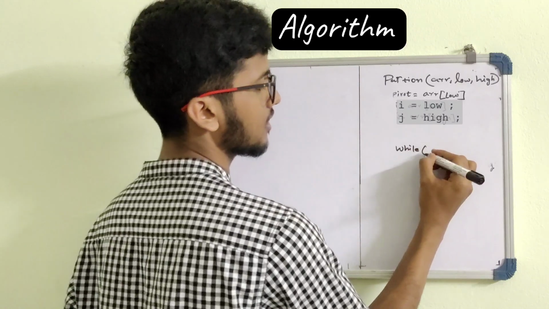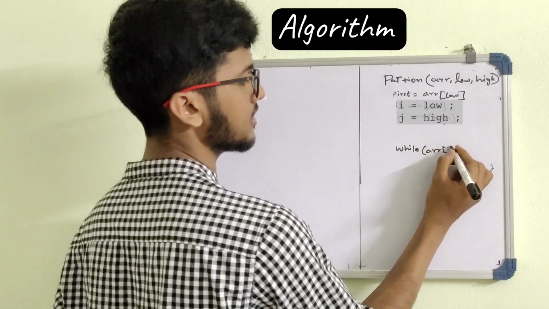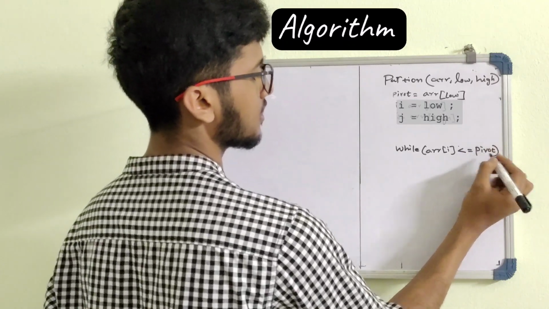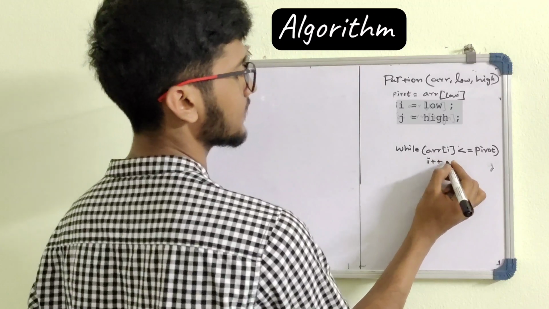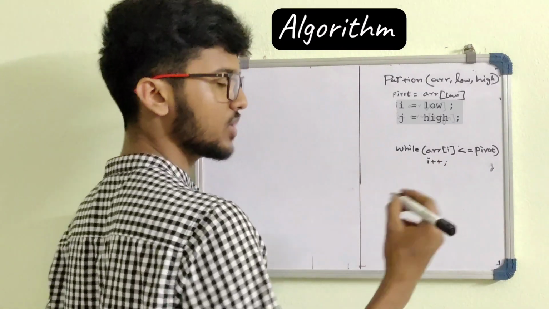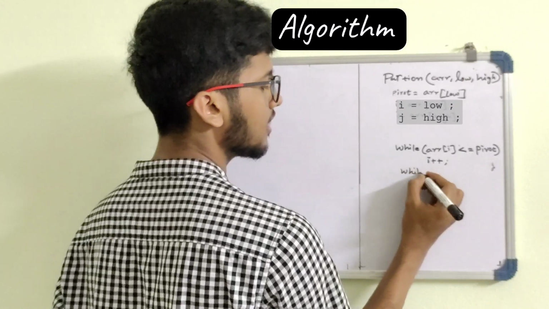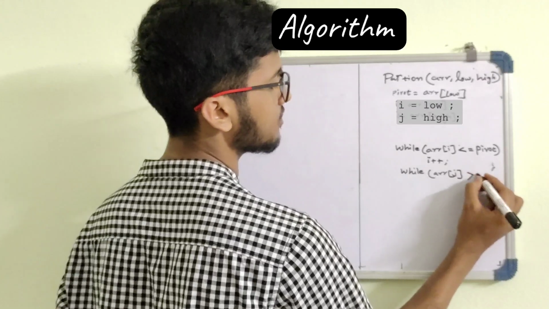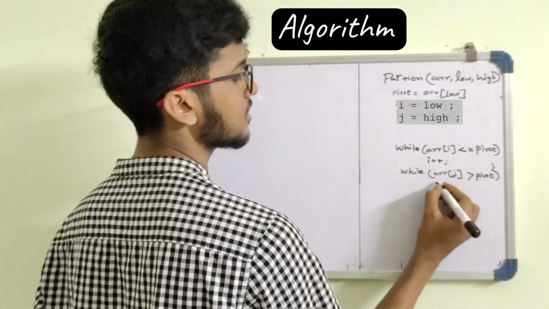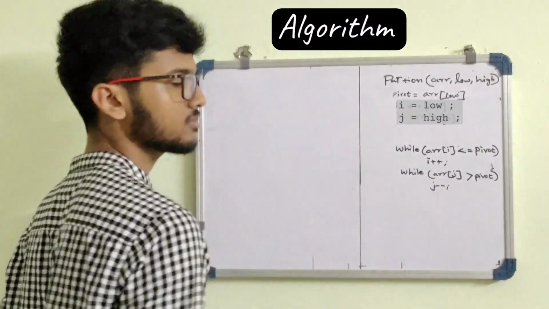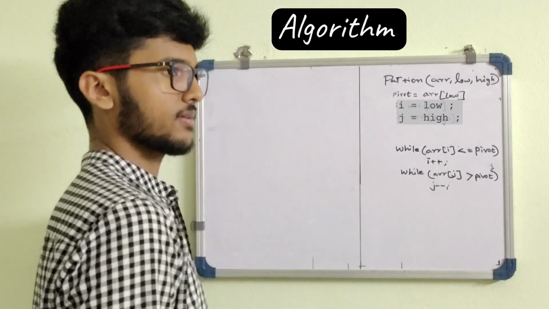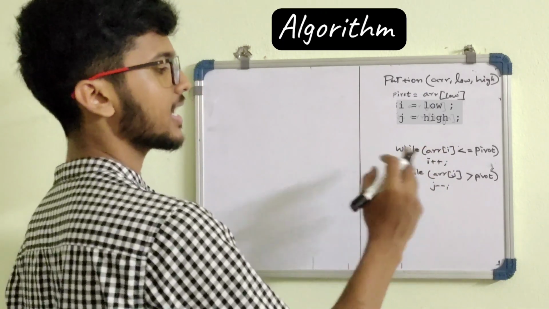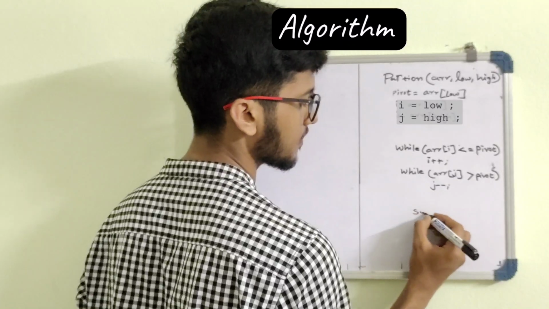While array at i is smaller than or equal to pivot, increment i, right? And next we are going to decrement j while the element at j is greater than pivot, right? j minus minus. And then after doing these 2 operations, we are going to swap the element at i and the element at j.